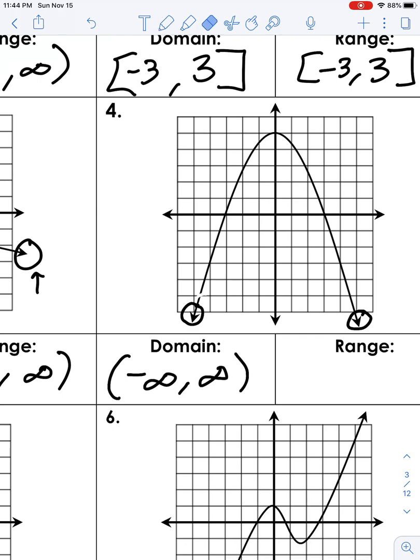All right, range. Range is from low to high. Remember, domain is from left to right. Range is from low to high. So for the range, these arrows right here are going down forever, so your low point would be negative infinity.